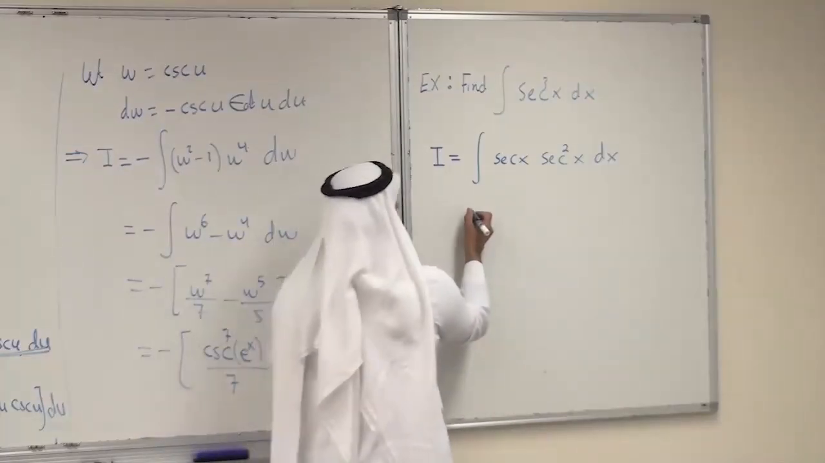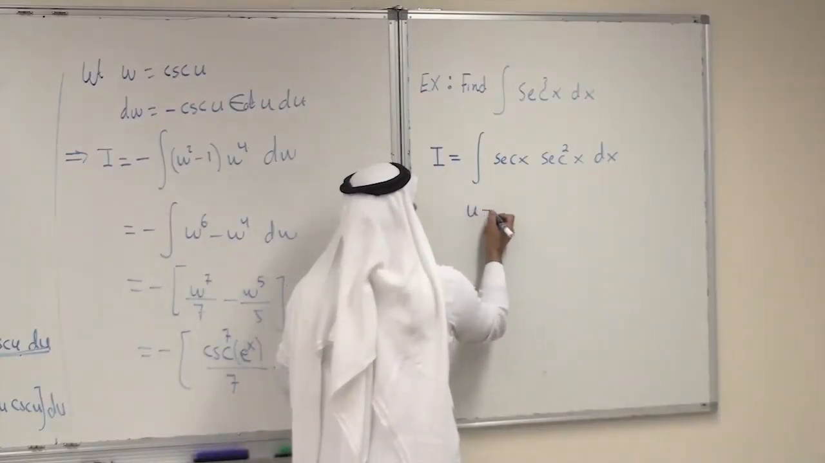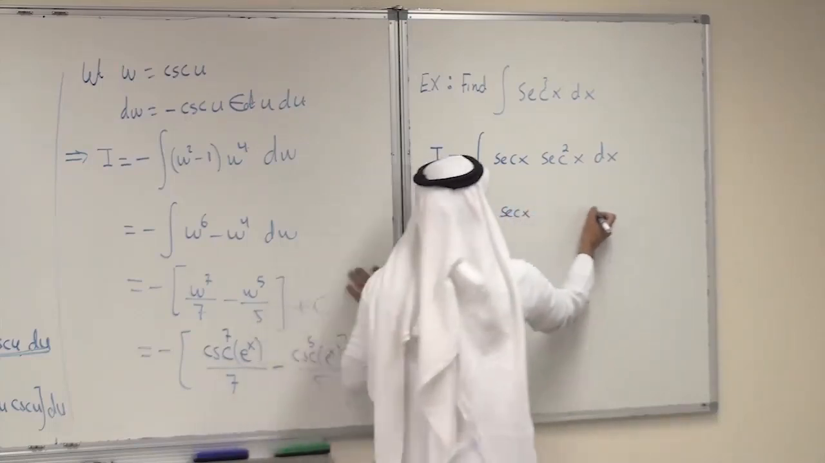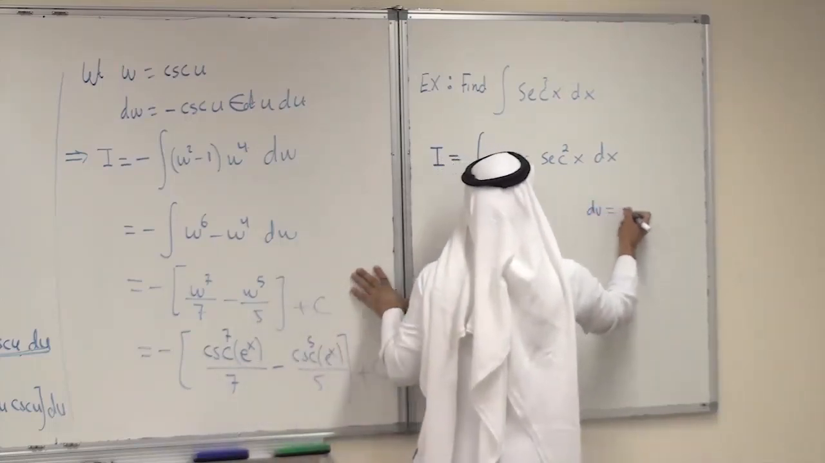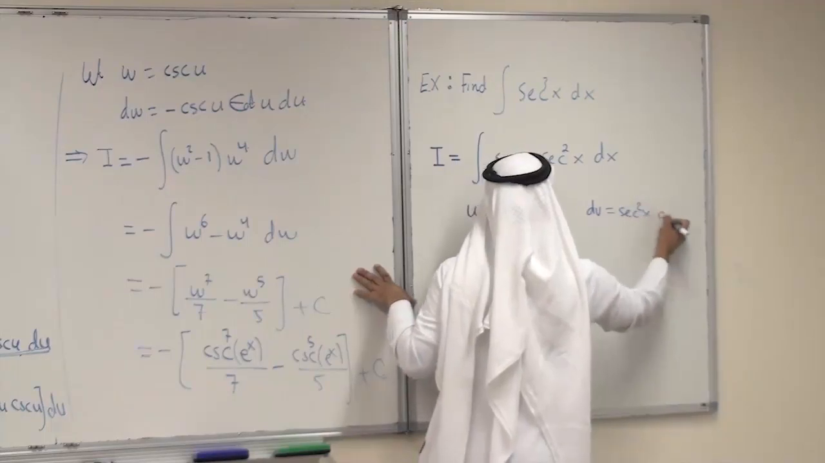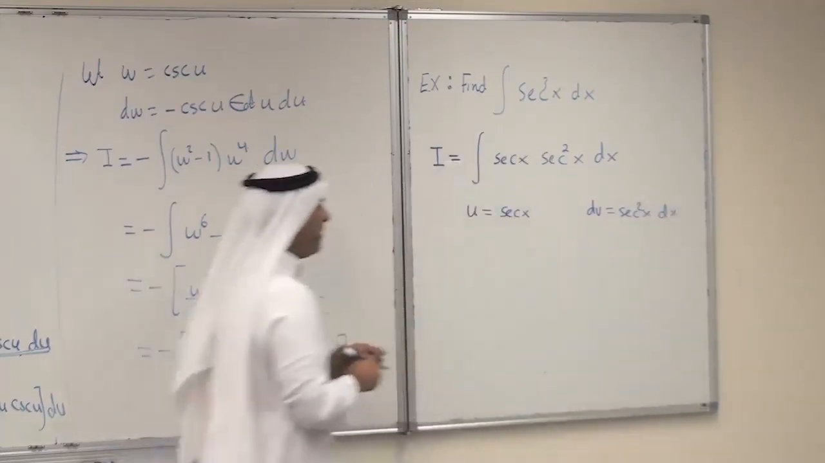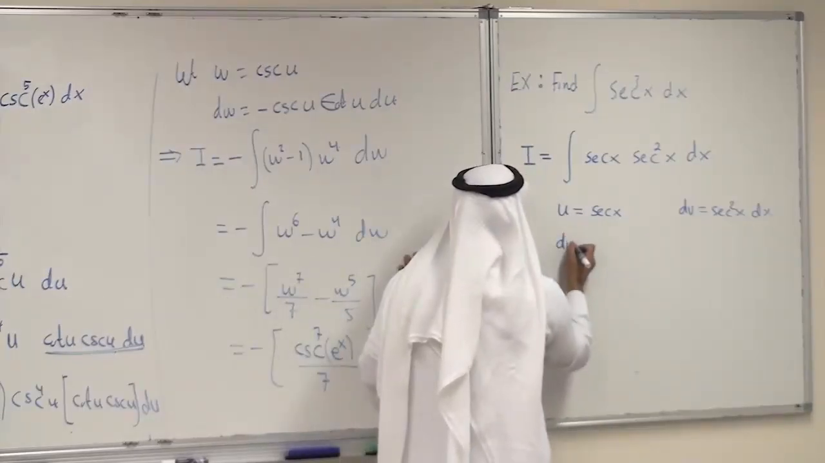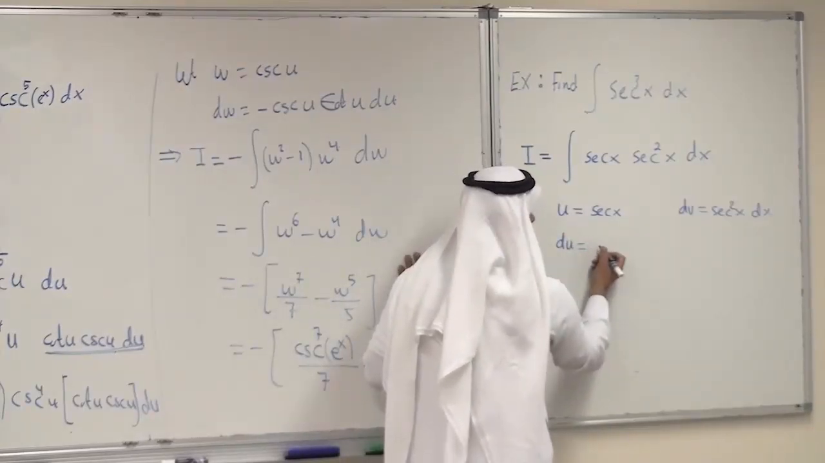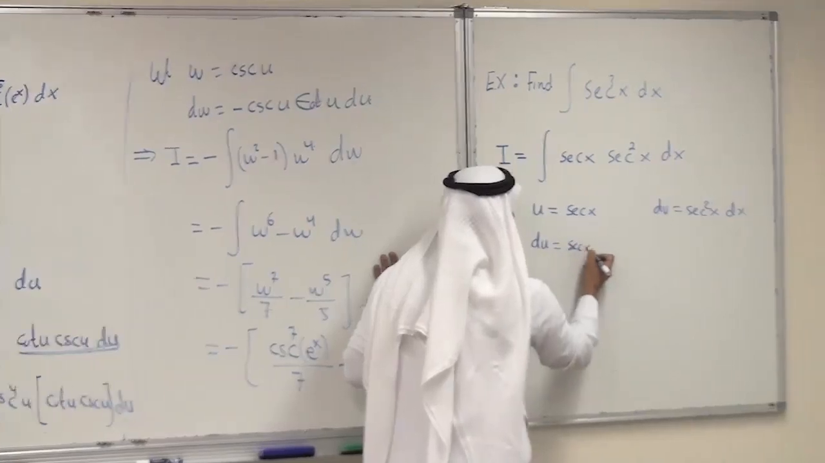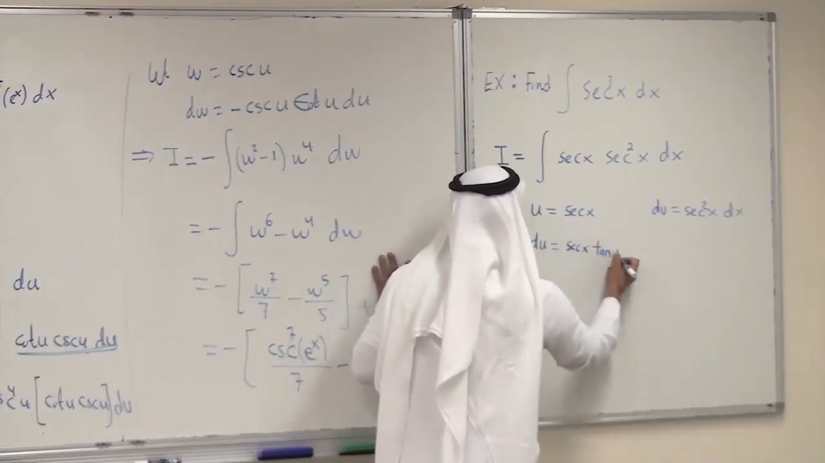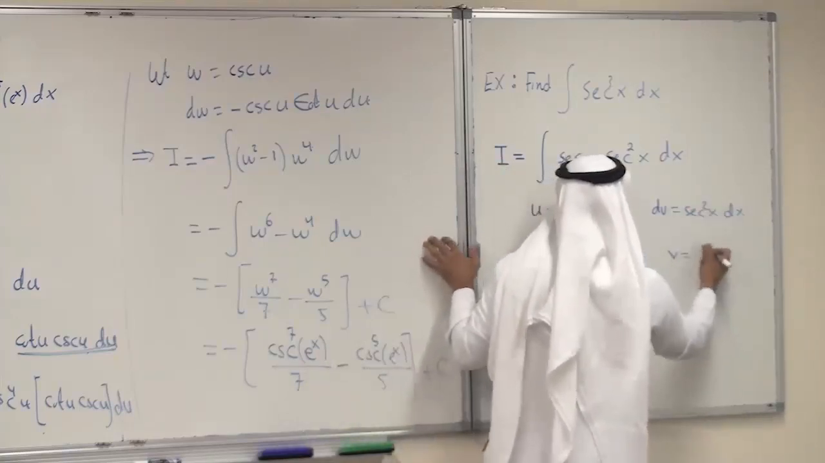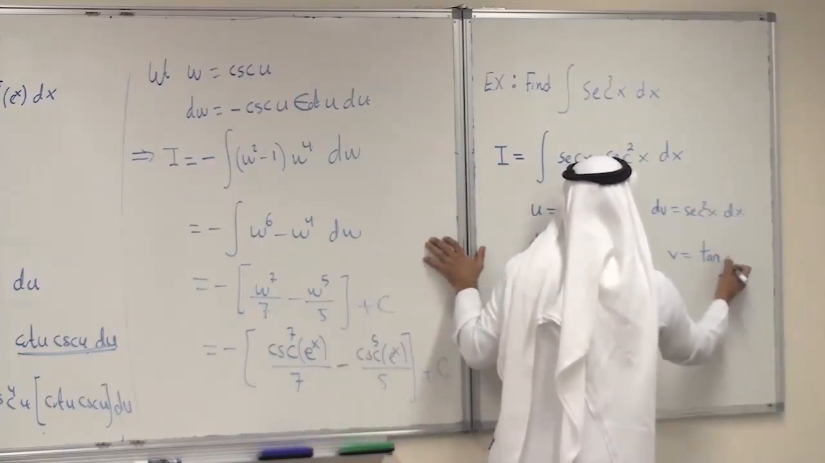So what I will do is integration by parts. I will choose my u to be secant of x. I will choose my dv to be secant squared of x dx. Fine. If this is u, what will be du? What is the differential du? It is secant of x multiplied by tangent of x dx. And what will be v? The integral of secant squared, that is tangent of x.